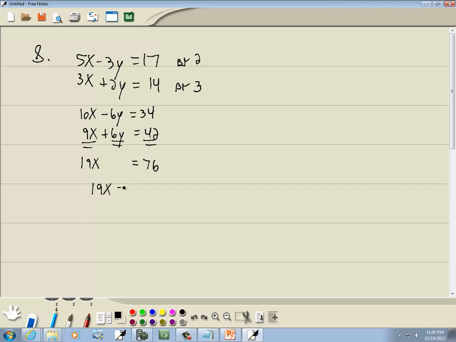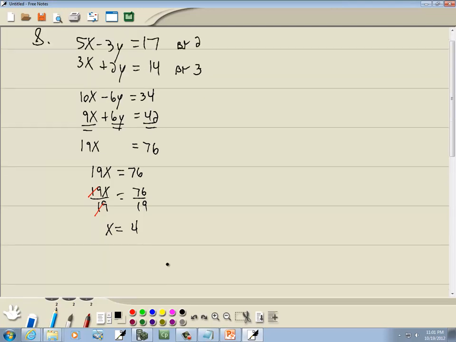And now we got 19x is equal to 76. And I'm going to divide both sides by 19. And those cancel. And I think it's 4. Yeah, 4.